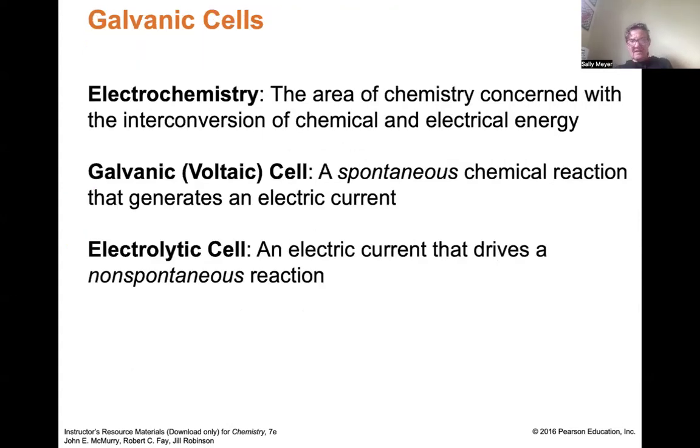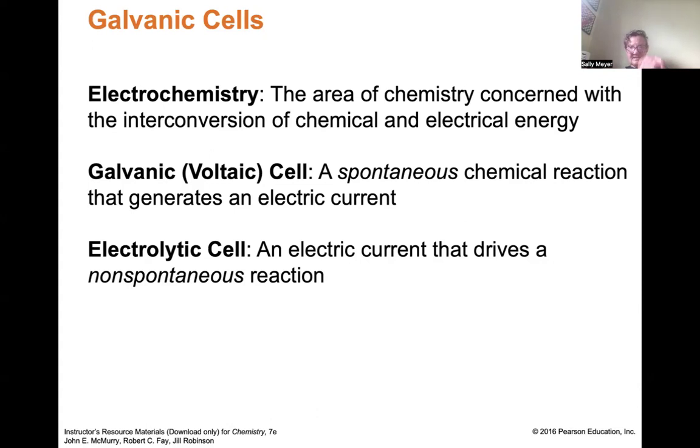So, electrochemistry, which we're going to use these redox reactions for, is the area of chemistry concerned with the interconversion of chemical and electrical energy. So if a chemical reaction wants to take place, if you can harness some of that desire for electrons to move from the species that's being oxidized to the species that's being reduced, then you can harness that as electrical energy.